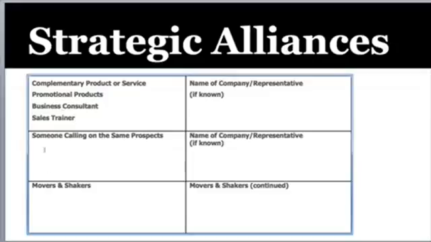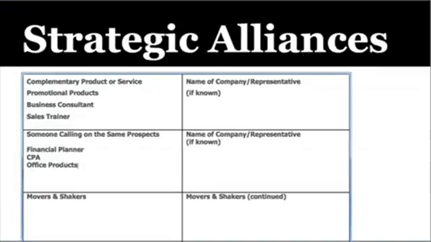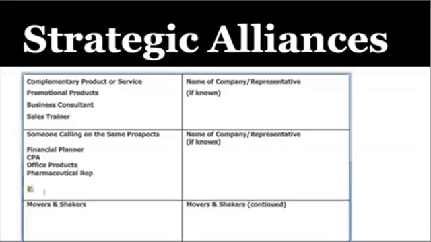Now, someone that's calling on the same prospects, an example there would be like the one I talked about with Chris. Here, that would be a financial planner that specializes in working with business owners, a CPA, and someone that sells office products, for instance. They would be a good strategic alliance. And whenever it comes to, if you want to get in front of doctors, if you want to talk to cosmetic dentists or to plastic surgeons or someone like that, a pharmaceutical sales rep would be a good person to have a strategic alliance.